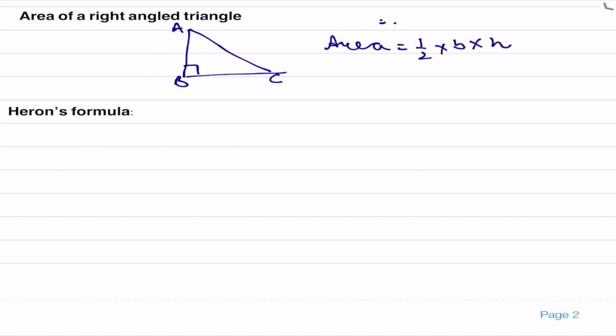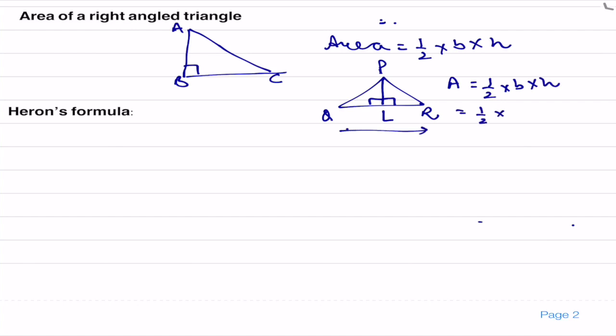Suppose the triangle is not a right angle triangle, like suppose this triangle PQR is not a right angle triangle, but the height is falling on one of its sides. That side could be any side. Here see, the altitude PL is falling on the side QR. Then also we can use this formula of area, that is half into base into height. Here we will take the base as QR and the height we will take as PL.